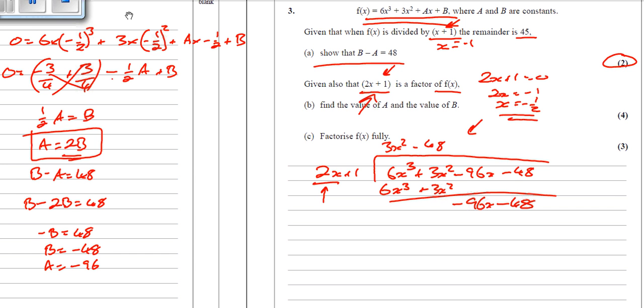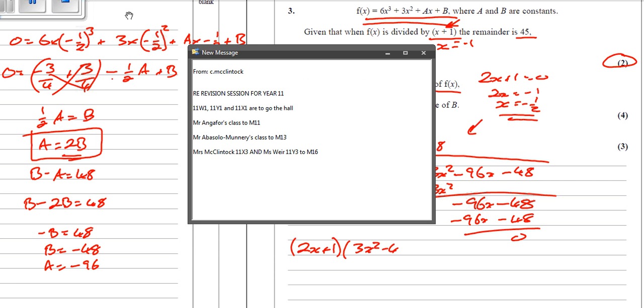And if we multiply everything by minus 48, so multiply 2x by minus 48, we get minus 96x. Multiply 1 by minus 48, we're going to get minus 48. That's with 0 remainder, so we haven't made a mistake. So now we can say that 2x plus 1 times by 3x squared minus 48. Oh, apologies.